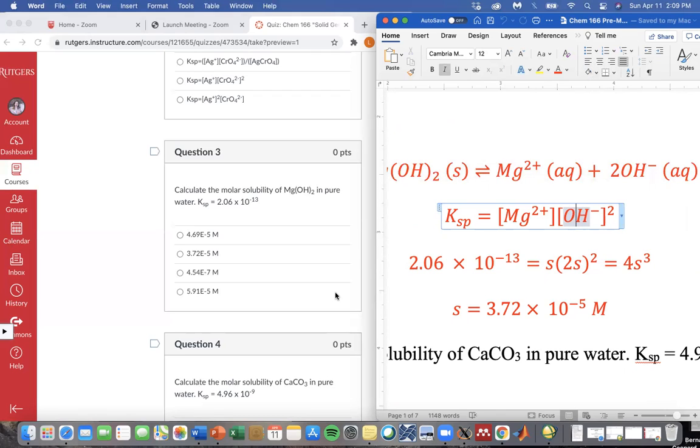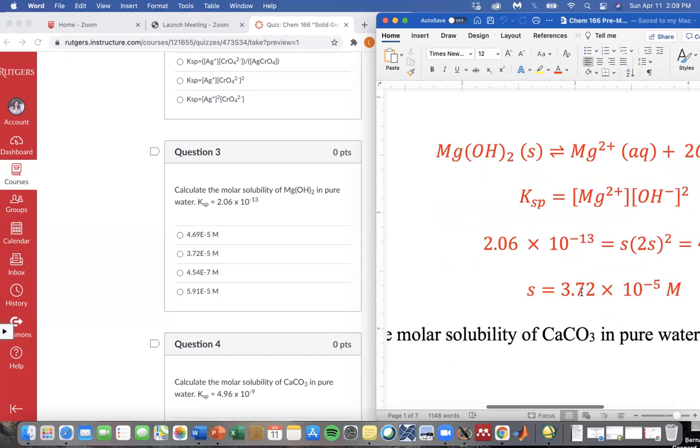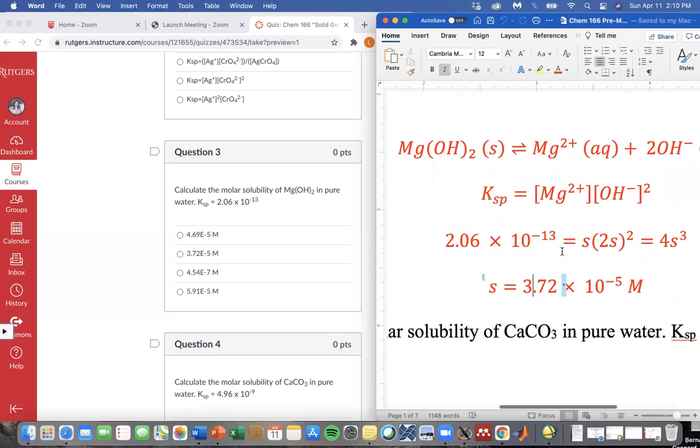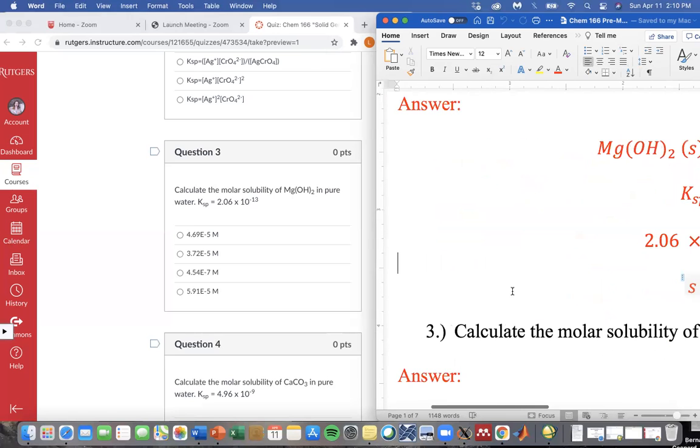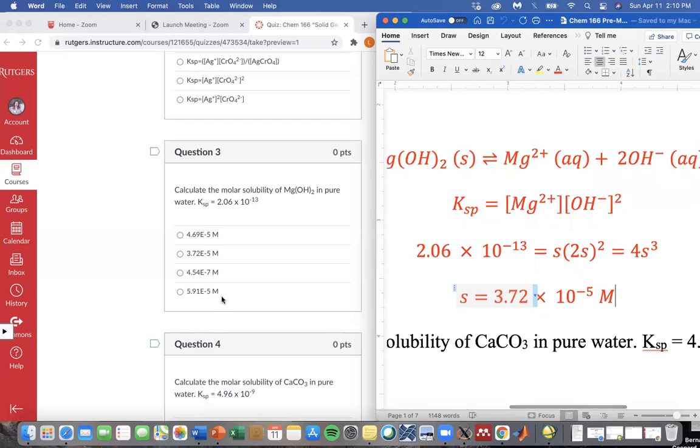Okay, and just in case for the math, you have to divide by 4 first, and then you would take the cubed root. If you ever have to take the cubed root in your calculator, you can also just raise it to the 1/3 power, which might be easier sometimes than dealing with the special cases of a certain root on your calculator. So for this one, it should be S equals 3.72 times 10 to the negative fifth. That's what the molar solubility is, and so it would be this one.